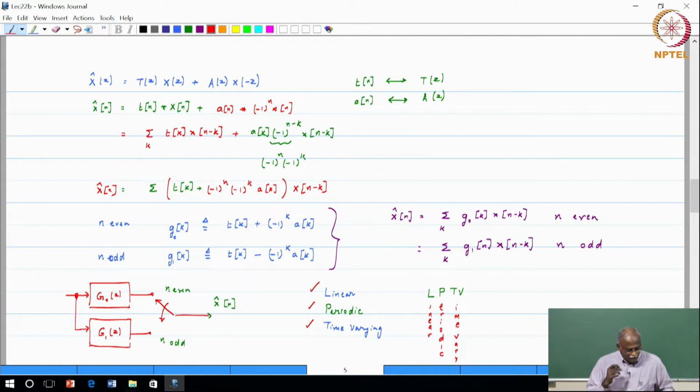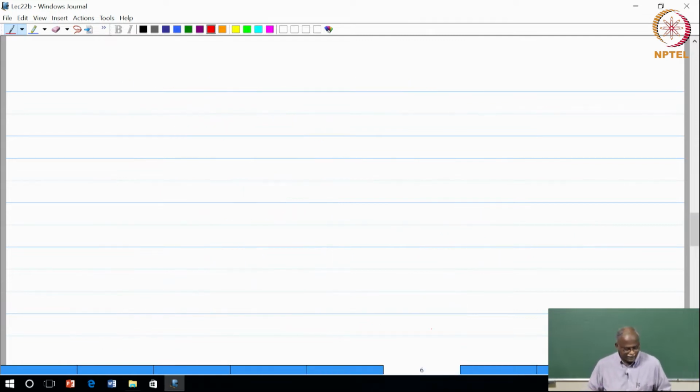Okay. So, now we go back to our original plan of cancelling aliasing, removing all of the things that are unwanted. So, that is our focus for the rest of the lecture. Now, aliasing cancellation, let us go back and summarize whatever we know about aliasing cancellation.